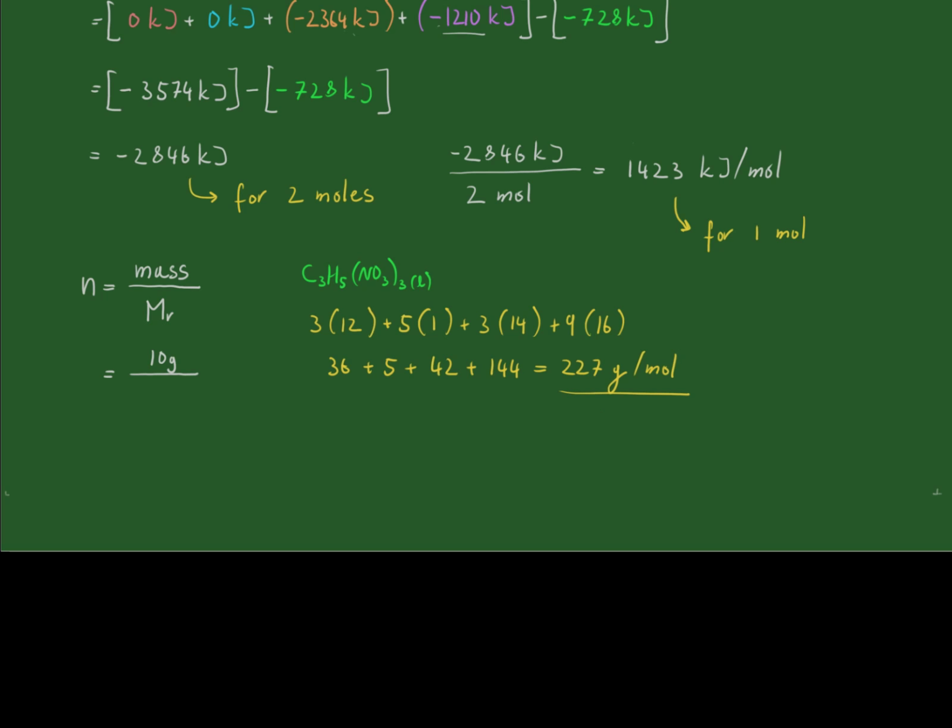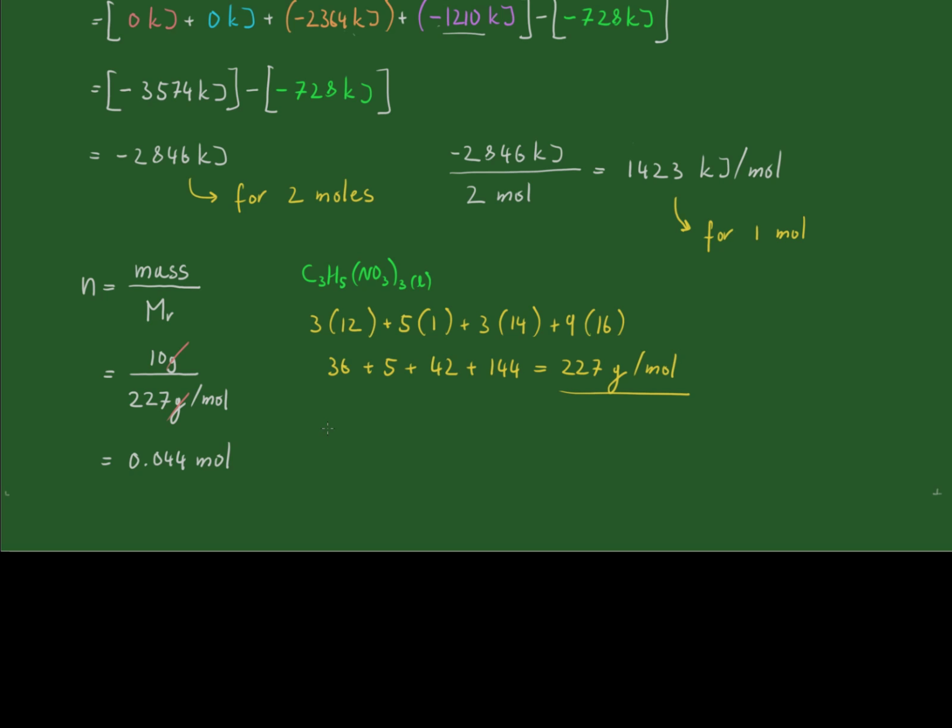I can use that value in this formula here. So now we have 10 grams divided by 227 grams per mole. Grams and grams will cancel, and this mole will come up on top, which means I have 10 divided by 227. That is 0.044 mole. I have not pulled that number out of my head. I have just quickly used the calculator on the side.